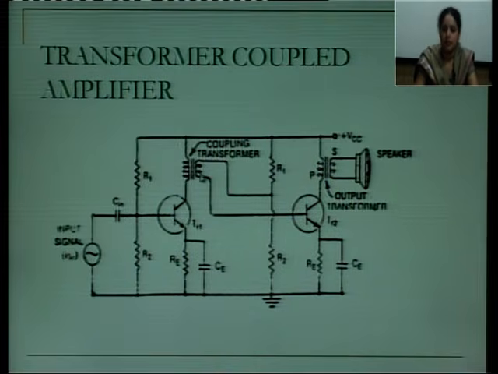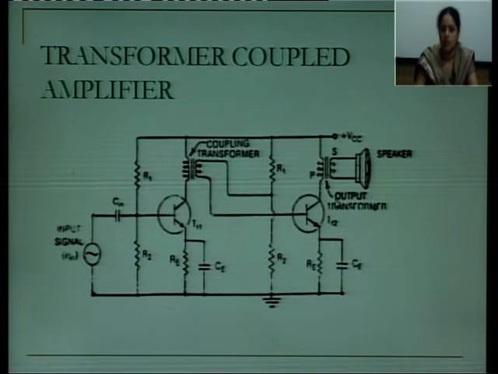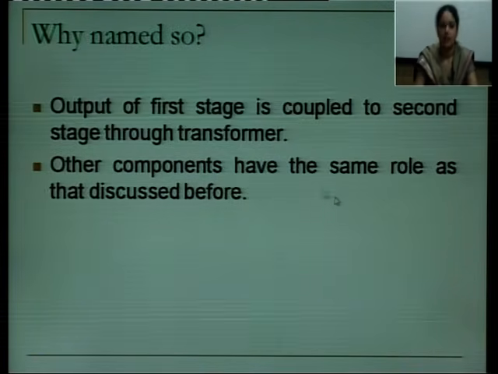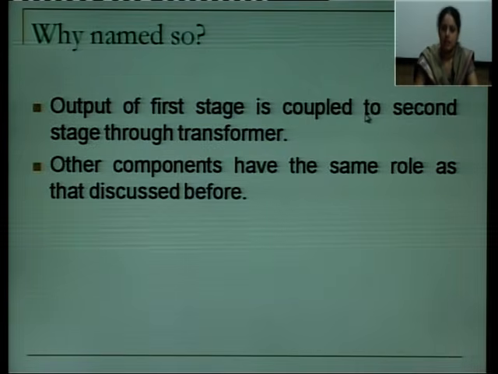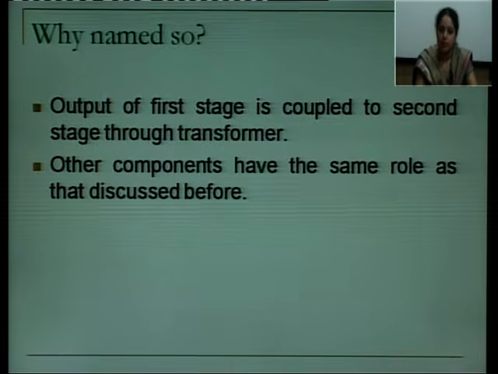You have removed the coupling capacitor here. In the RC coupled amplifier you used a coupling capacitor at the output of your transistor T1 that was coupled through shunt resistances, but here that coupling capacitor is replaced and you are having a transformer that is coupling your first stage to the next stage. So, again the output of the first stage is coupled to the second stage through the transformer. So, it is named transformer coupled multi-stage amplifier, and the other components have the same role as discussed before in your RC coupled amplifier. The other was your C-in. C-in provides only the AC to pass on and it blocks your DC.